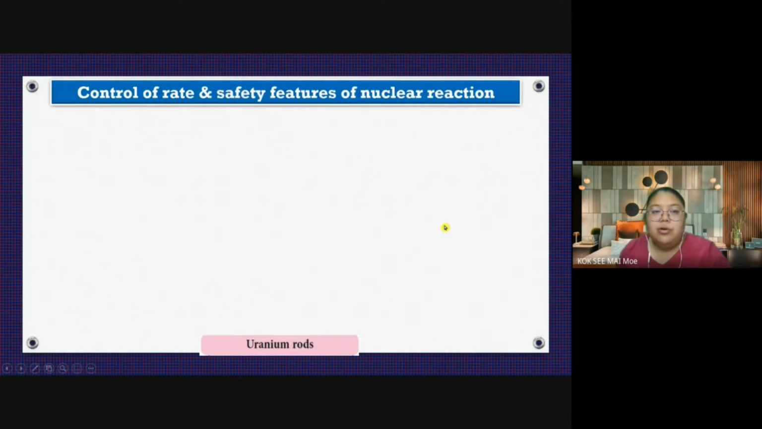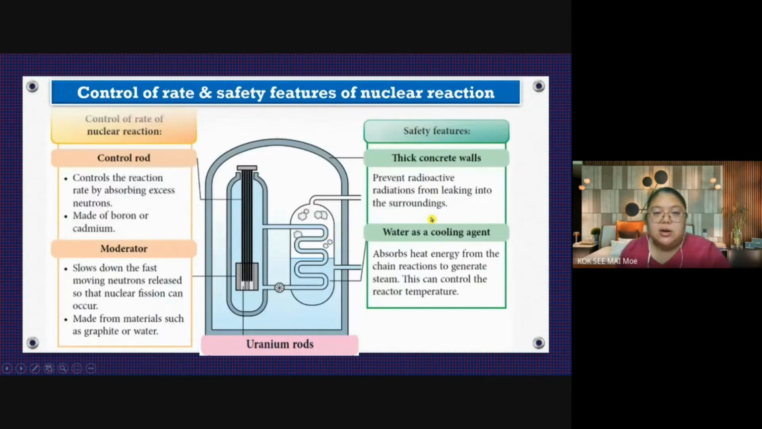Control of the rate: safety features for the nuclear reaction. I'm going to explain this part. Just now I told you, every part you need to know the function. This one is the nuclear reactor. First, we look at how we control the rate of the nuclear reaction.